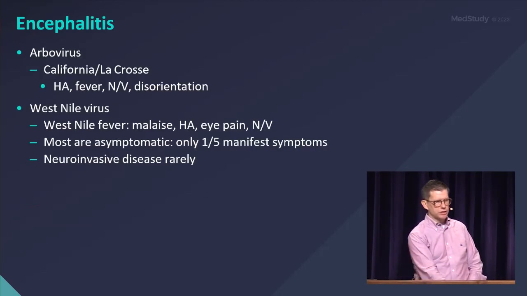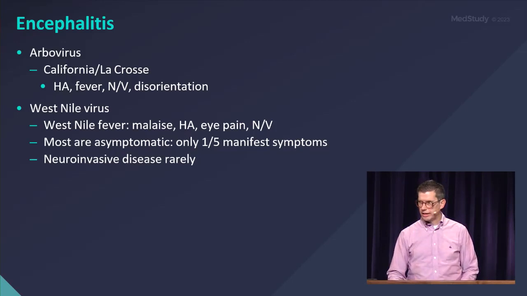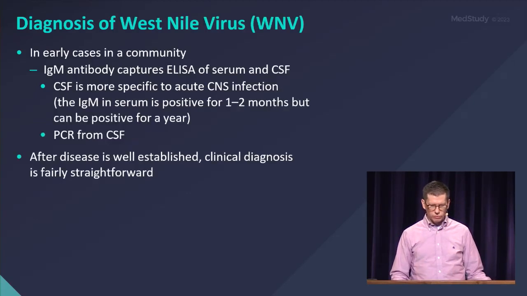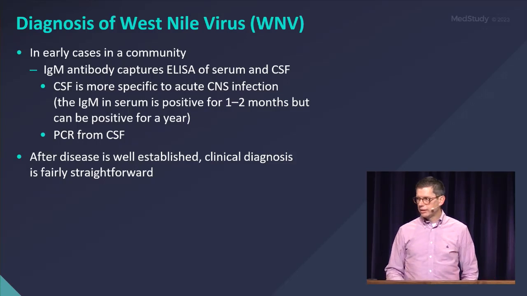We mentioned arboviruses, so think about California La Crosse virus that can cause headache, nausea, vomiting, some disorientation. West Nile virus causes malaise, headache, eye pain, nausea, vomiting. Most are asymptomatic, and neuroinvasive disease occurs rarely. So we think about geography when it comes to this. First, it has to be in the community, so your public health department is going to be very helpful in this situation. They're going to give you clues that it's starting.